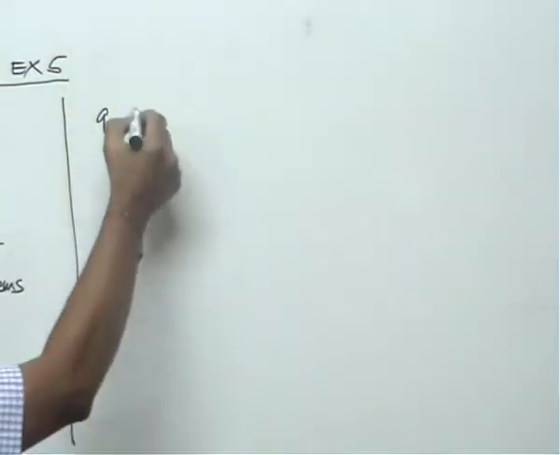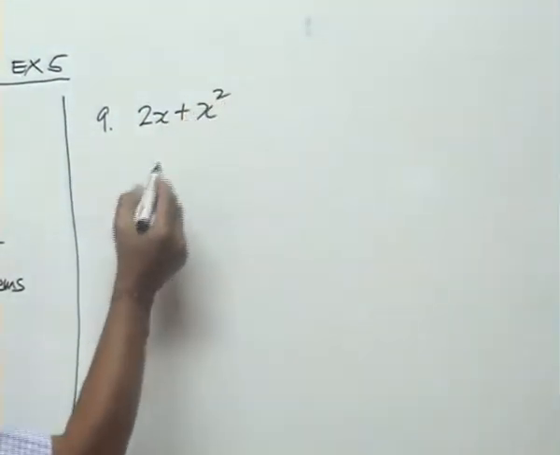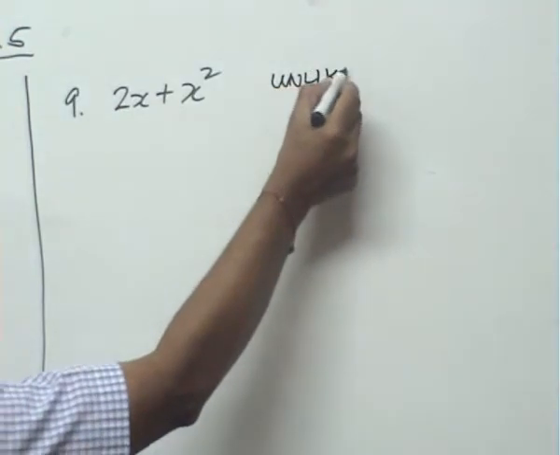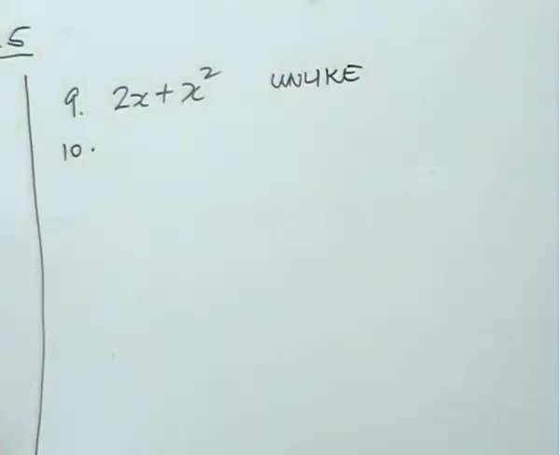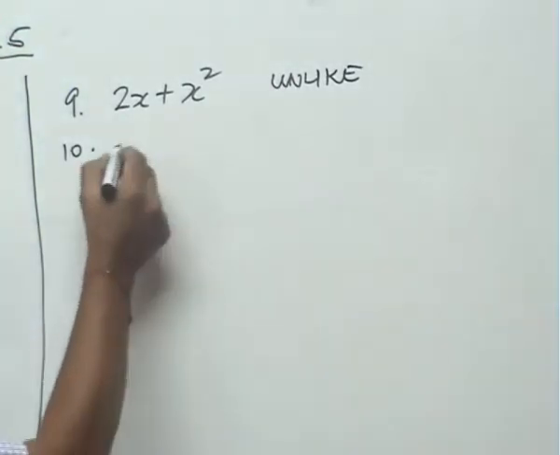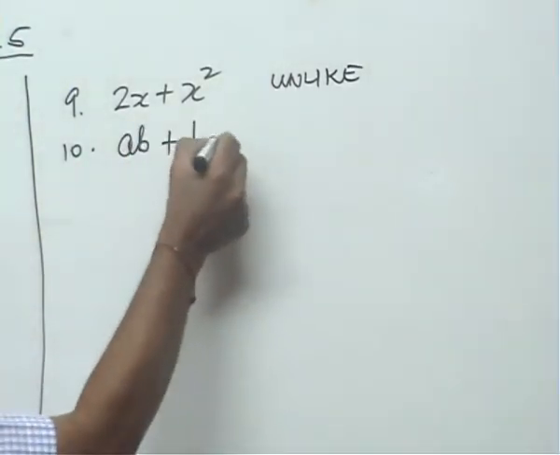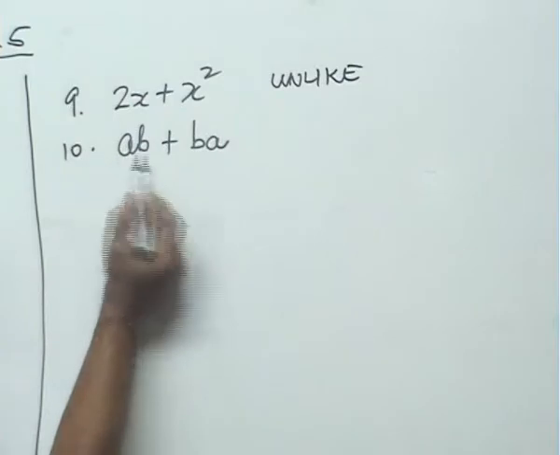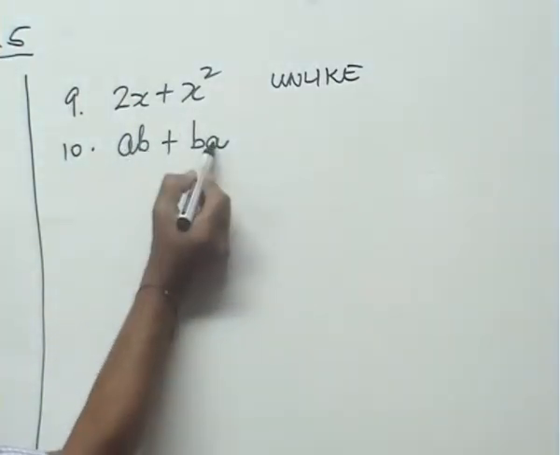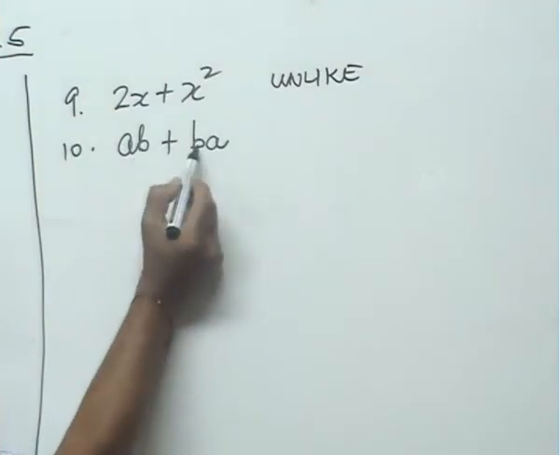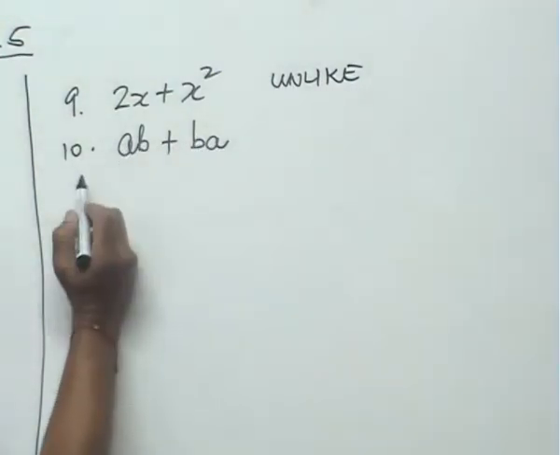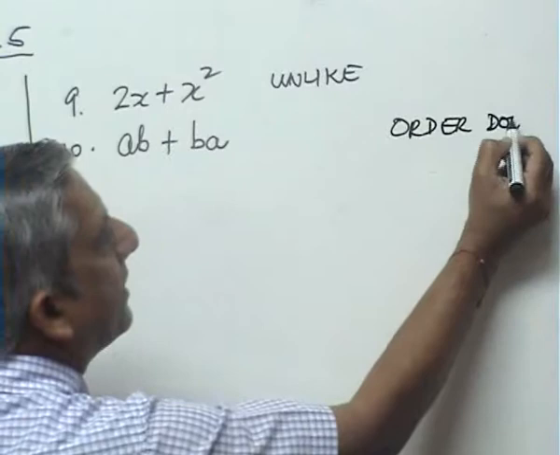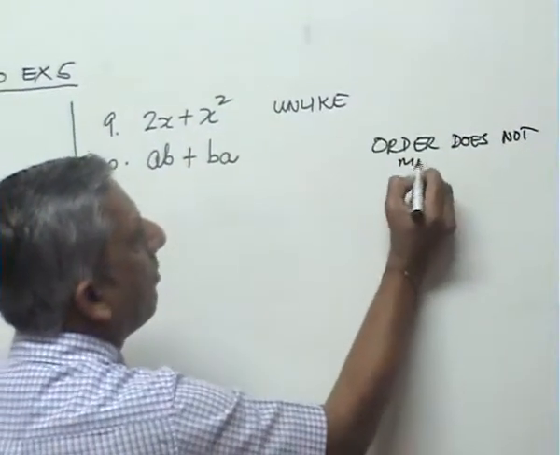Number 9. 2x plus x squared. Now clearly the powers are not the same, so this is unlike. Number 10. AB plus BA. Now, I need to explain something to you here. See, if you're comparing the powers, they're exactly the same. The power here is A, the power there is A. The power here is B, the power there is B. These powers are exactly the same. The order doesn't matter.